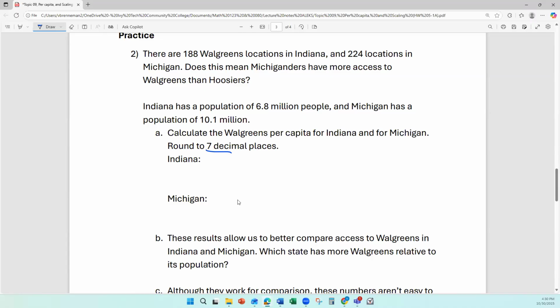So, for Indiana, that's 188 divided by, and for the 6.8 million, I'm just going to go ahead and write that out in standard form. So 6,800,000 for the 6.8 million. Pause for a second.